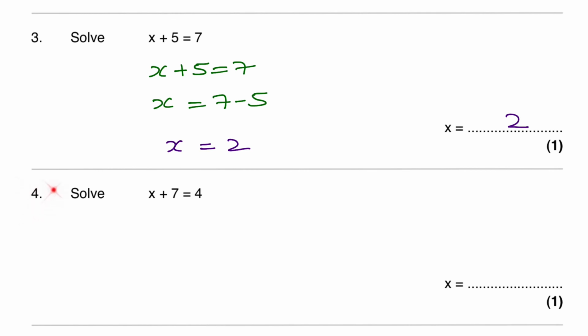Question 4. Solve x plus 7 equals 4. Again, take the plus 7 and move it close to 4 on the other side. That will be minus 7. X plus 7 equals 4. X equals 4 minus 7. X equals minus 3. So that will be minus 3.